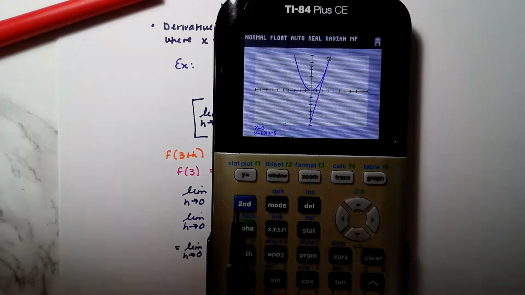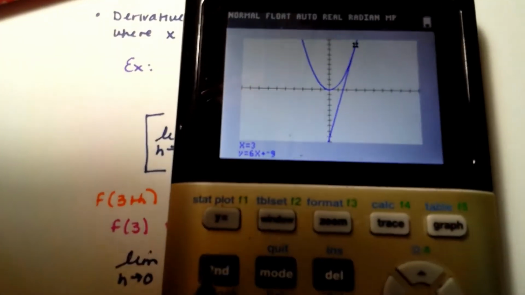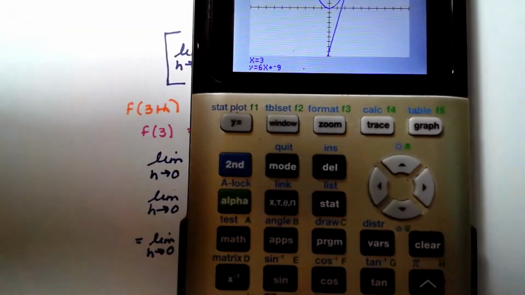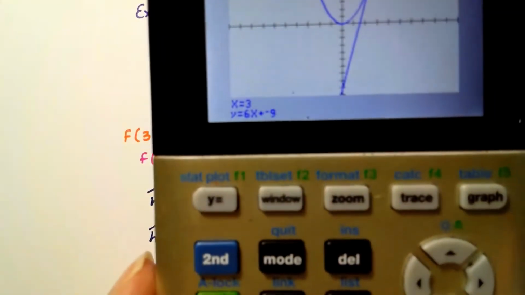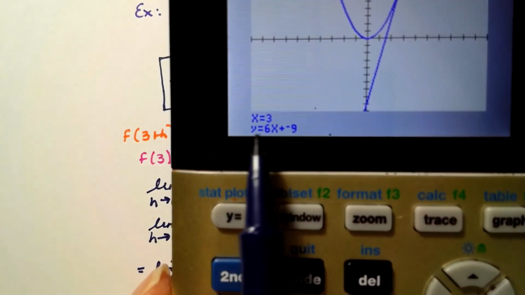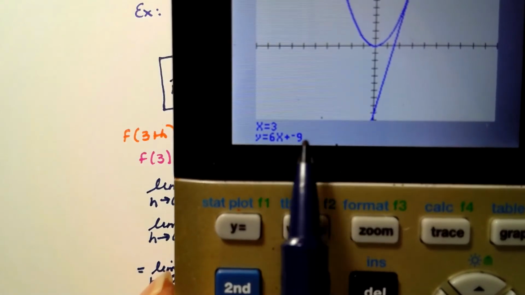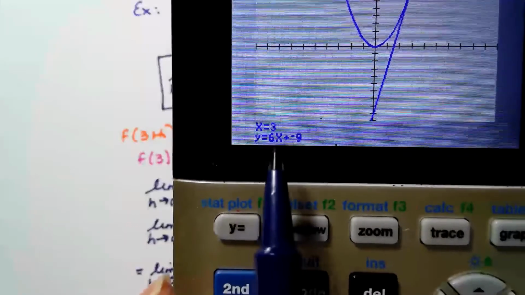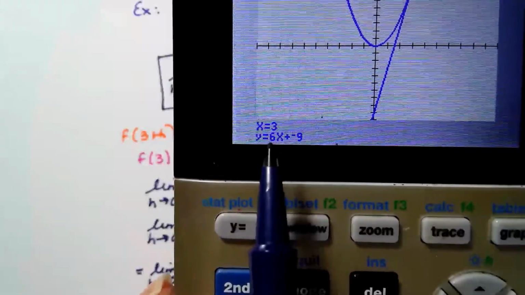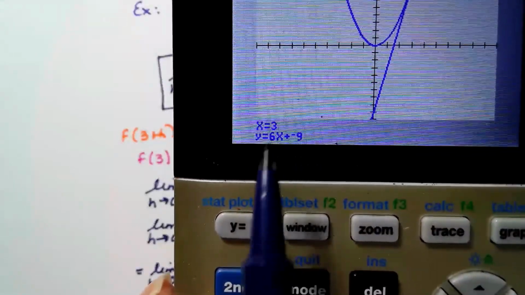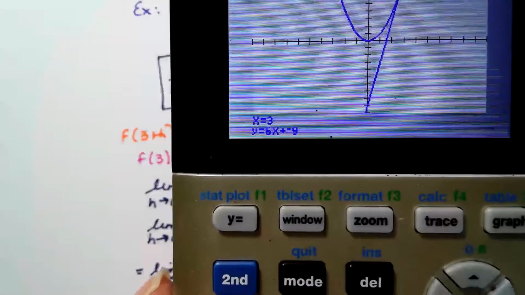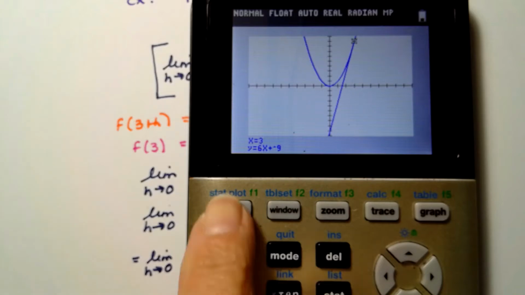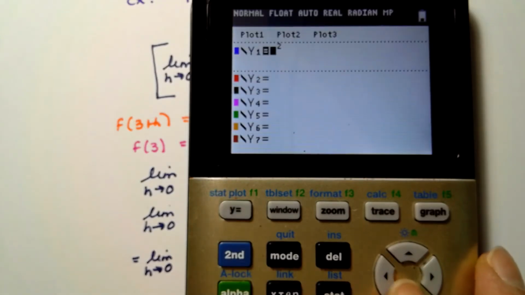It'll give you, at x equals 3, the equation of the tangent line. It's going to be a linear function because it's a line. And guess what? The derivative, or the slope of that tangent line, is 6. Pretty cool stuff.